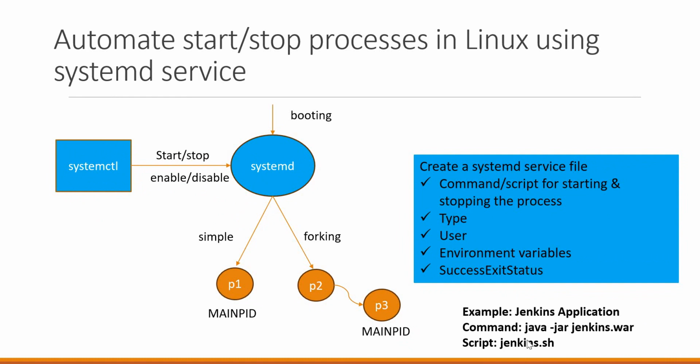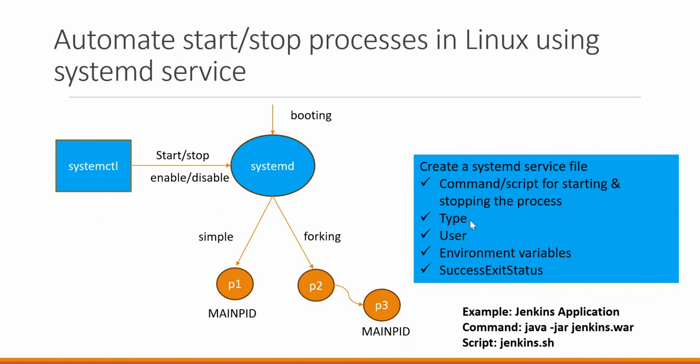We also can have this command inside a script as well. So in that case, the script will be invoked by systemd service during the starting of the service. Similarly, we need to identify the corresponding stop script or stop command for the process. So once the command or scripts are identified, we need to identify with which user the corresponding process will be started or stopped. We also need to identify what environment variables will be used by the corresponding command or script.